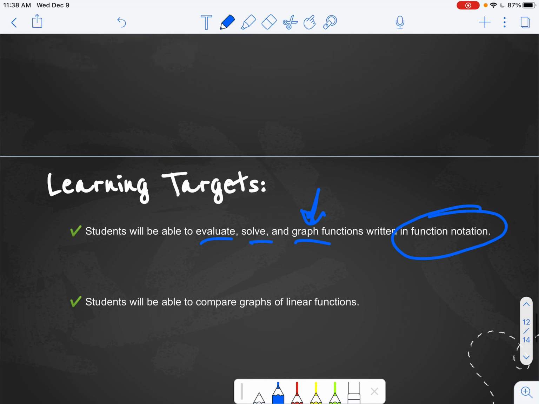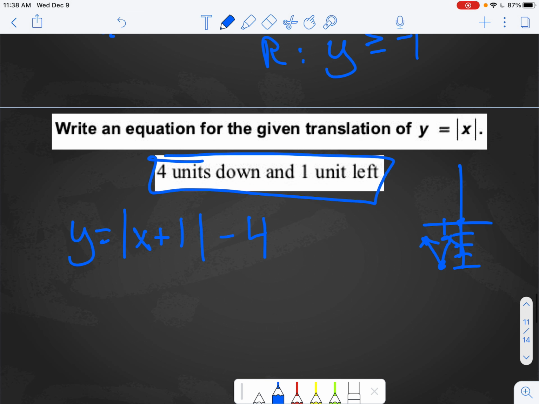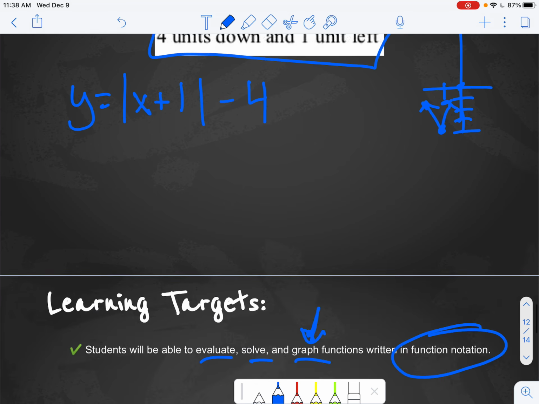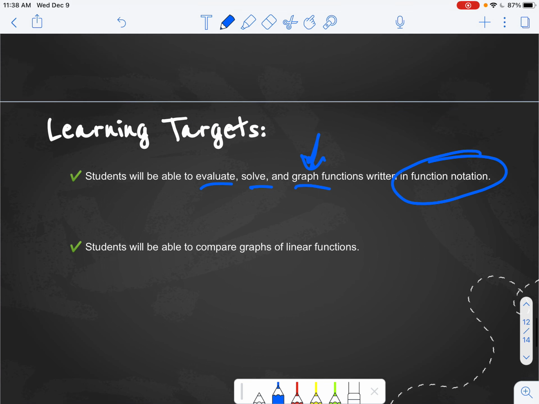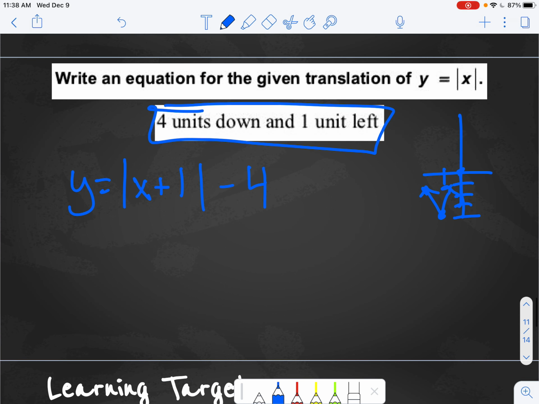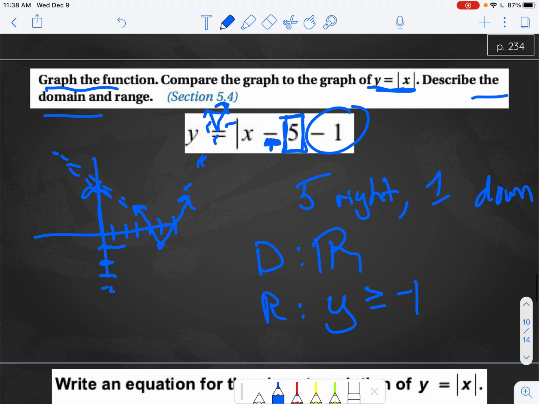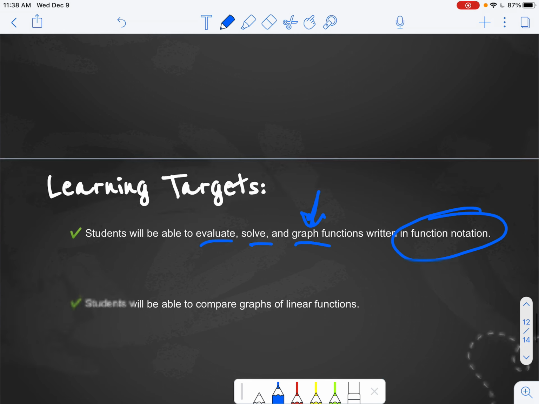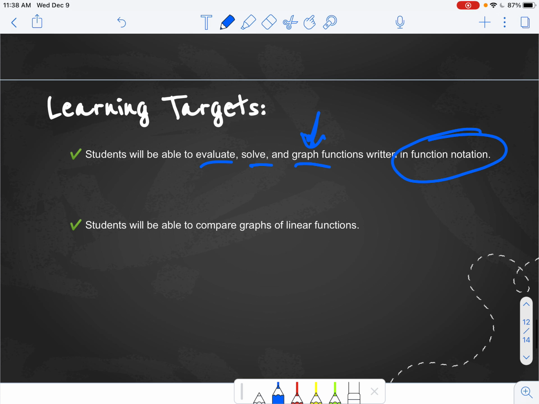Students will be able to compare graphs of linear functions. So these absolute value functions are still considered linear functions, and we just talked about how to compare. Right here, like we compared, by our description, we compared this new function to its parent function. That's what we did in that description.